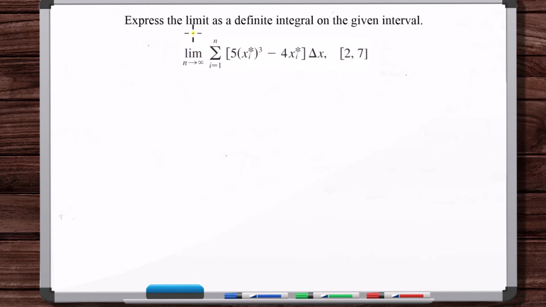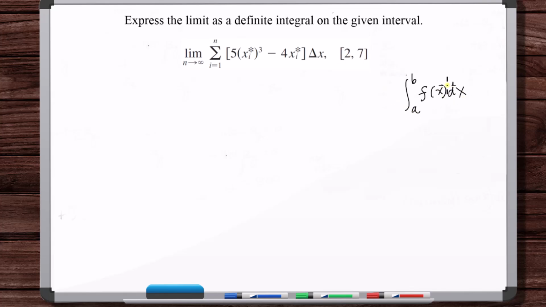All right, express the limit as a definite integral on the given interval. Okay, so how do we express this as a definite integral on this interval? Well, the definite integral is like this. We know there are the limits of integration. We put some function and then dx. So to answer this question, we need to determine what is b and what is a. And that's easy. b is going to be 7 and a is going to be 2.